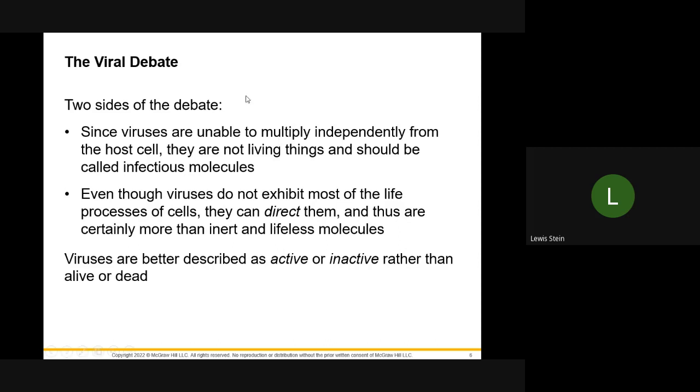Okay? So infectious particles, infectious molecules, whatever you want to call them. Even though viruses do not exhibit most of the life processes, they can direct them. So they're certainly not inert or lifeless. So I agree, active or inactive. But at least a good thing for the most part about most viruses is that when they're on surfaces, many of them just degrade.